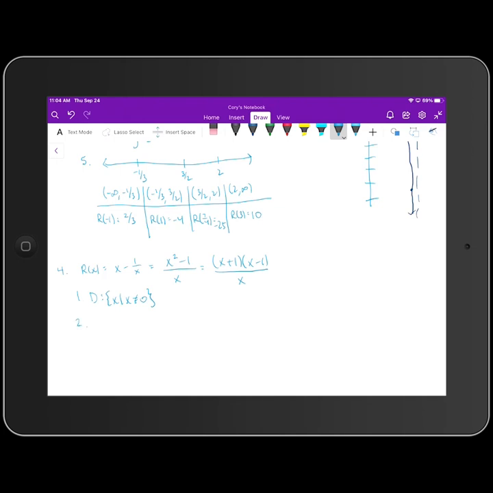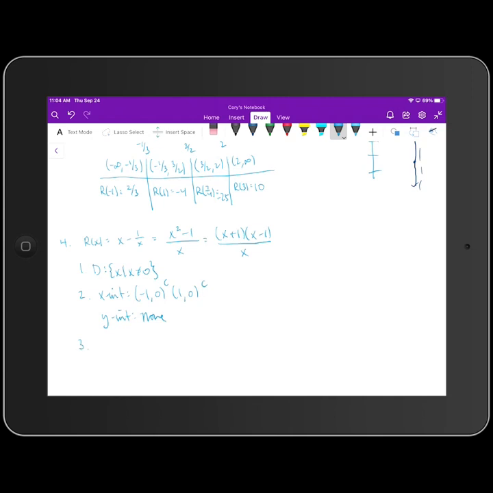Number 2, the intercepts. So the x-intercepts are the zeros of the numerator in lowest terms, which are the ordered pairs negative 1, 0 and 1, 0. And the graph is going to cross the x-axis at both of those points because the multiplicity of those zeros are odd. Okay, the y-intercept. If we plug 0 in the place of x and solve for y, we get negative 1 over 0, which is undefined. So there is no y-intercept.